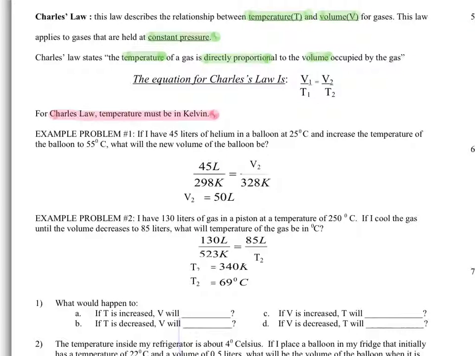So remember, to get to and from Celsius, you take a temperature in degrees Celsius and add 273 to get something in Kelvin. Or if you start with Kelvin, you subtract 273 to get something in degrees Celsius, right?